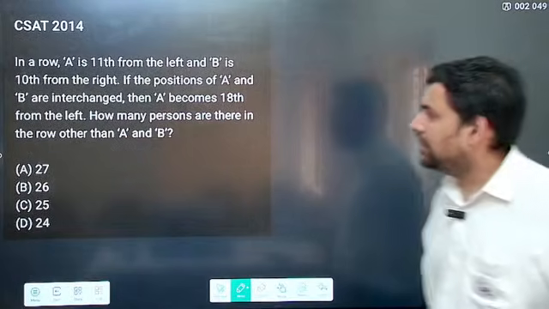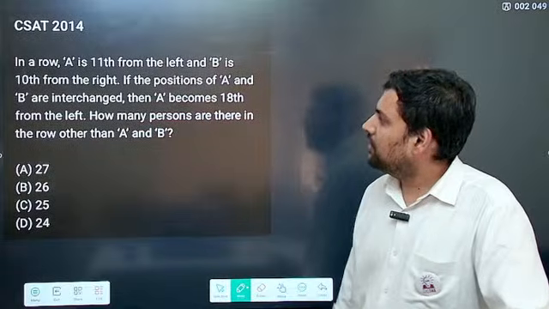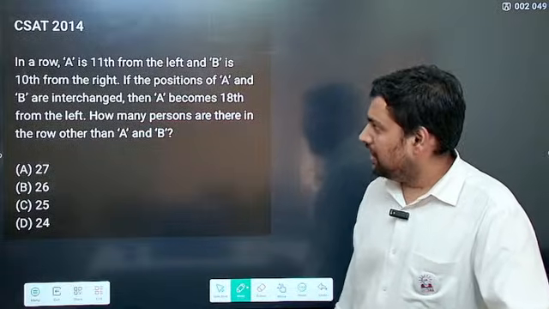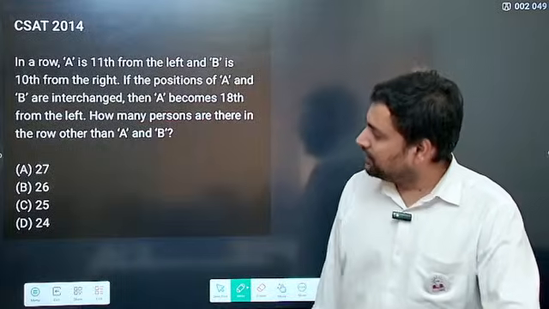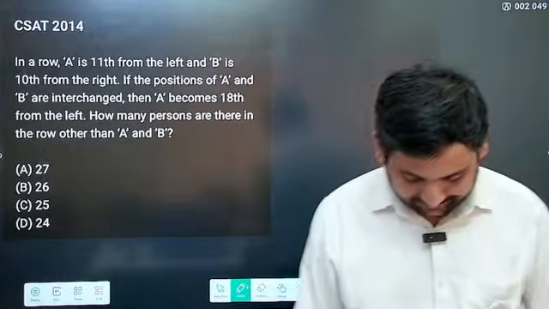Now, this you try to do. In a row, A is 11th from the left and B is 10th from the right. If positions of A and B are interchanged, then A becomes 18th from the left. How many persons are there in the row other than A and B?